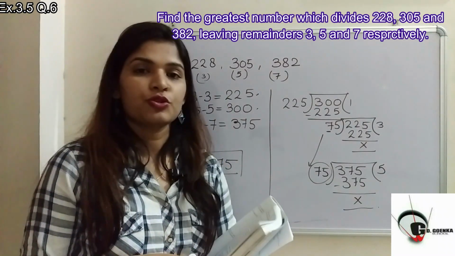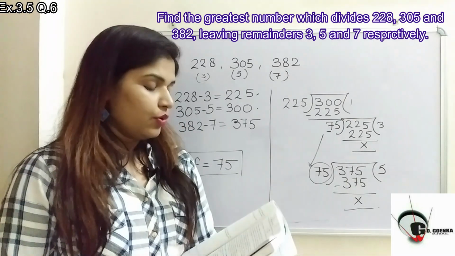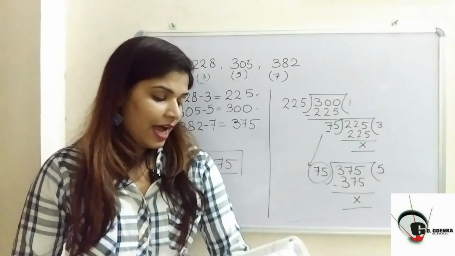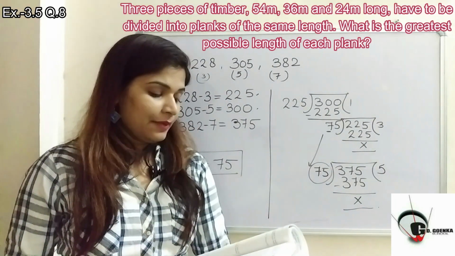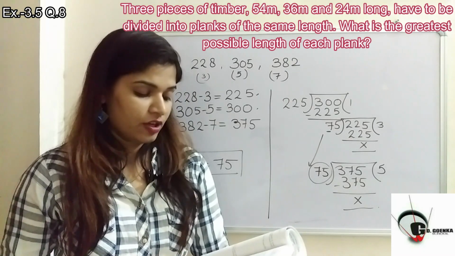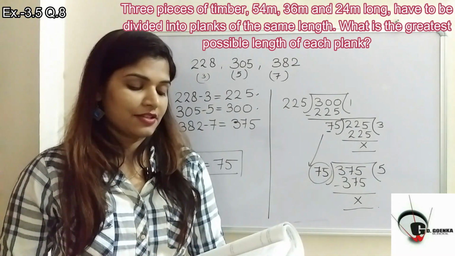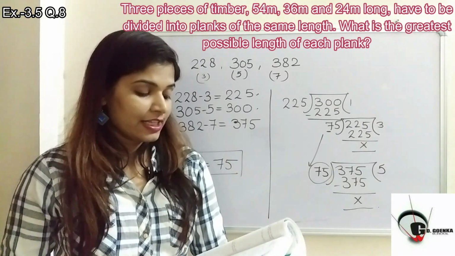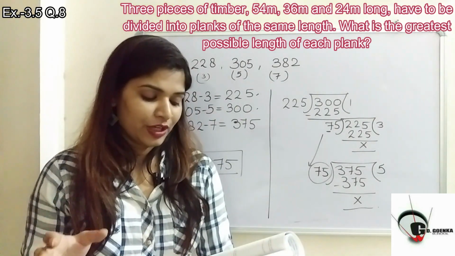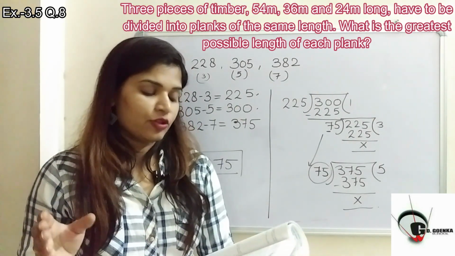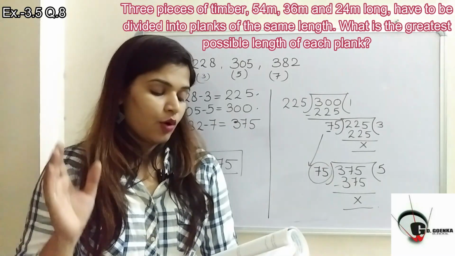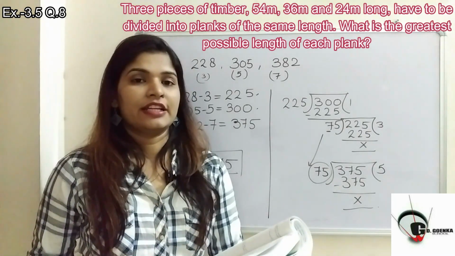So these are the simple questions which generally occur. Now let us see some more typical questions, or the questions which are related to our daily life. Next question: 3 pieces of timber 54 meters, 36 meters and 24 meters long have to be divided into planks of the same length. What is the greatest possible length of each plank? It is based on our daily life. There are some wooden timber planks, and they need to be divided into parts of the same length. What is the greatest possible length we can cut off?